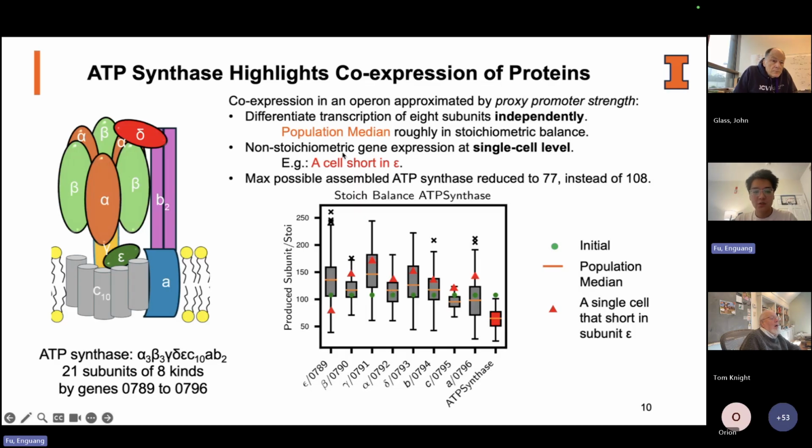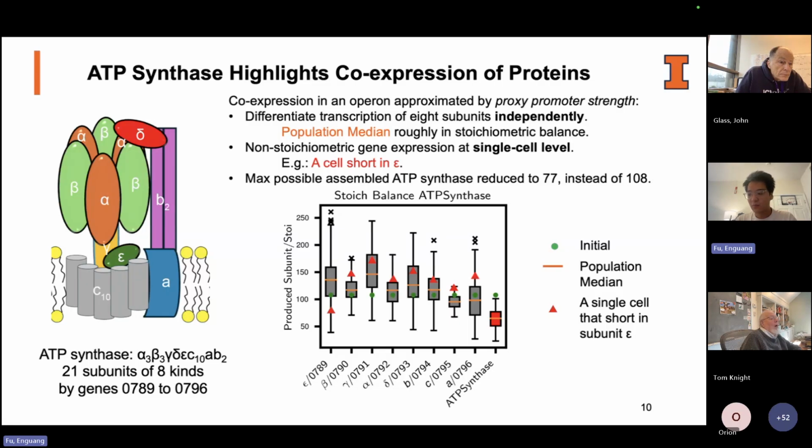However, non-stoichiometric gene expression at the single cell level cannot be avoided. For example, a single cell that is short in subunit epsilon will have its assembly of ATP synthase undermined, and as a result, the maximum possible assembled ATP synthase was dramatically reduced from 108 to 77 due to this deficit.